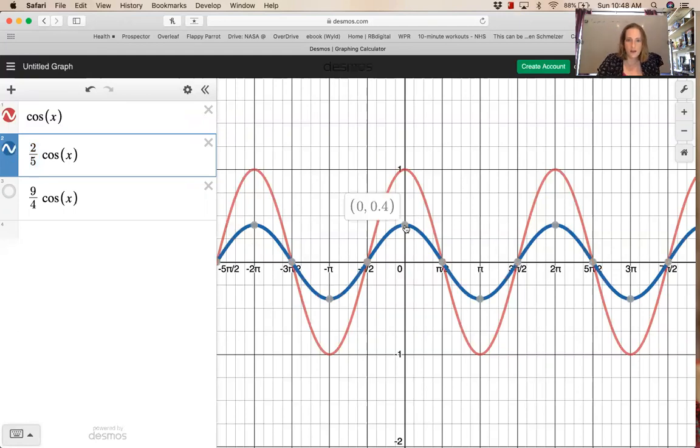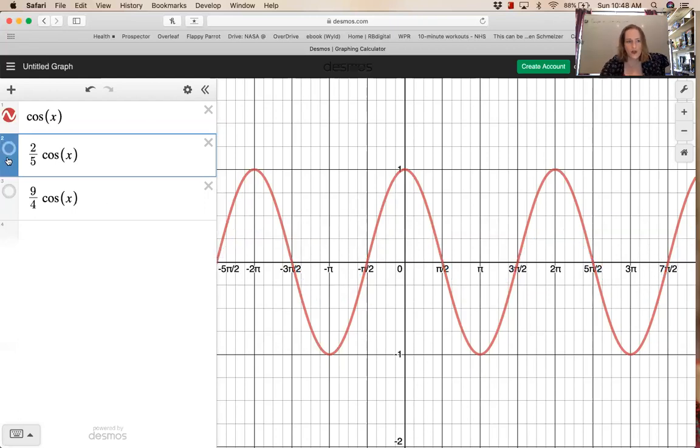Now, if I look at my amplitude, excuse me, my amplitude goes from -0.4 to 0.4. 0.4 is the same thing as 2/5. So this now has an amplitude of 2/5.